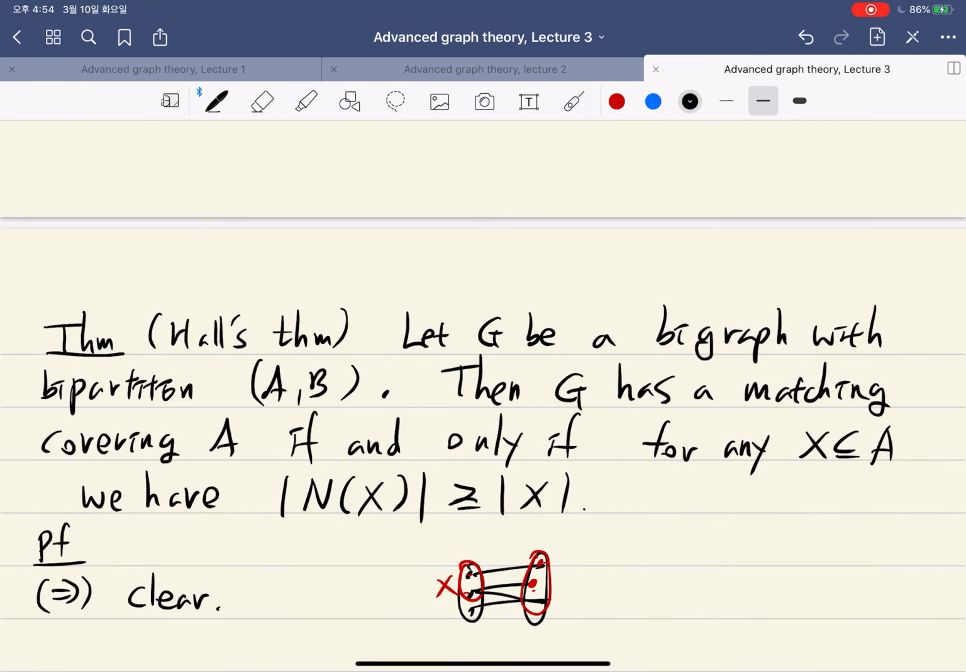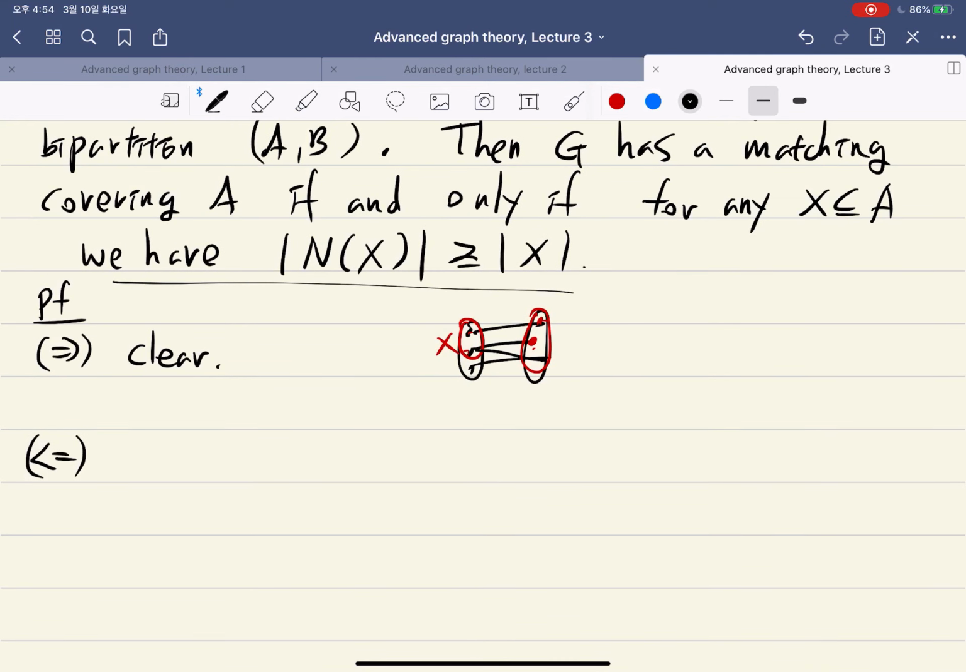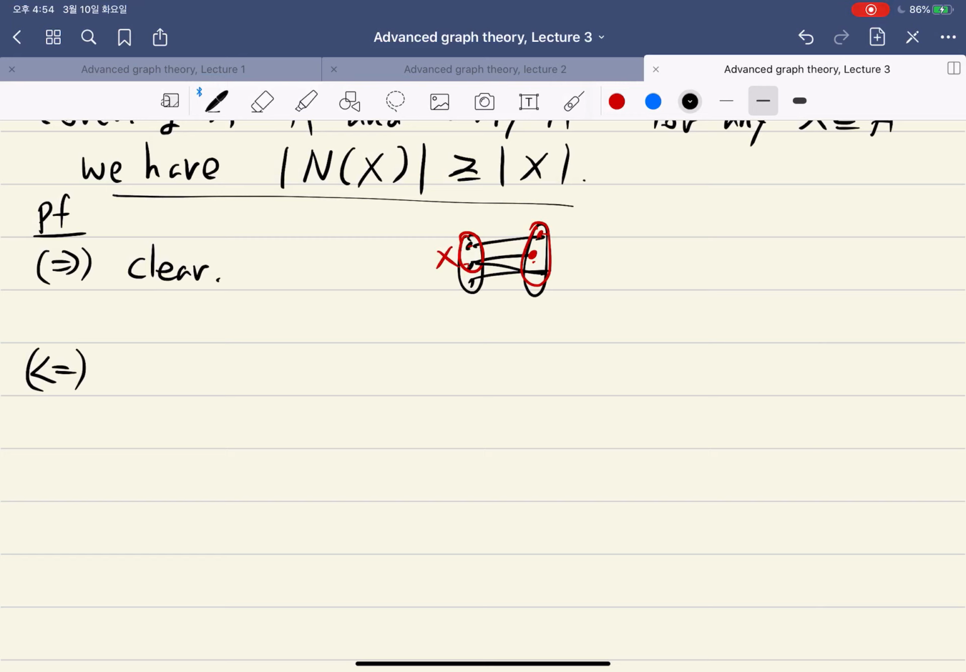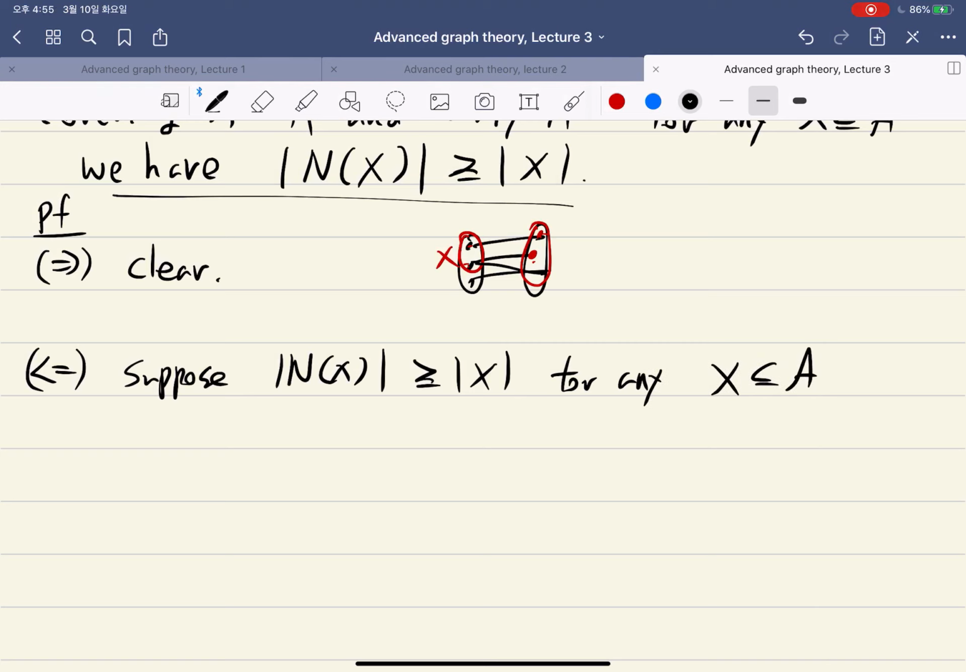So we just showed that this condition is necessary for the graph to have a matching covering A. Now we want to show that this is sufficient. So suppose for all sets X, we have the condition that its neighborhood is as large as the set X. Then we want to show that it contains a perfect matching covering A.